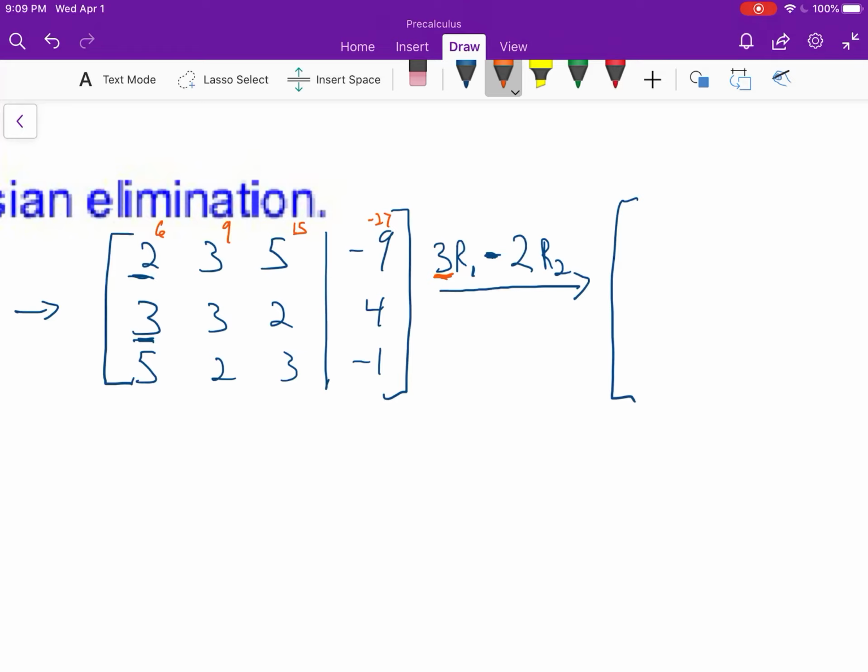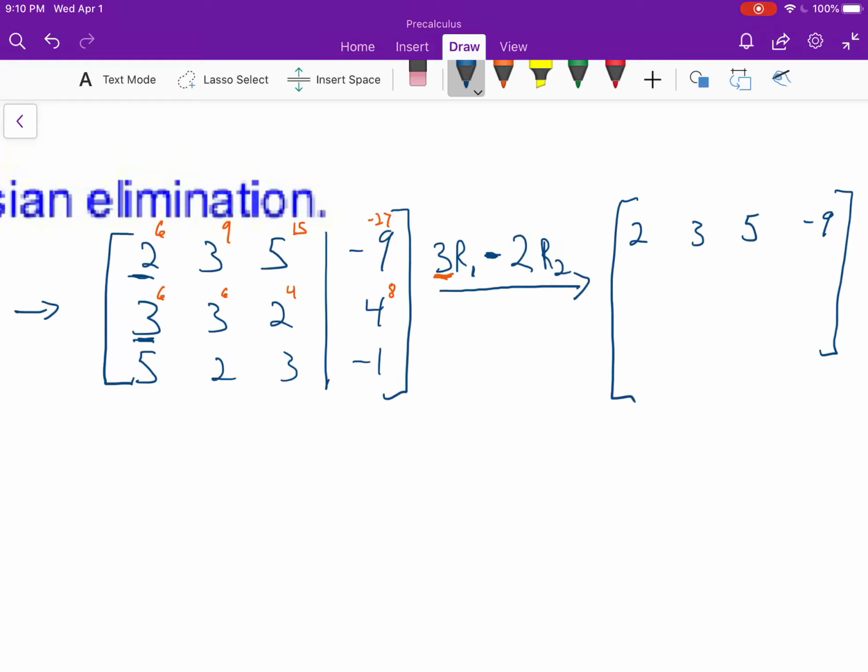And then for this other one, we're going to take 2 times row 2. So 2 times 3 is 6, 6, 4, and 2 times 4 is 8. Now, I am leaving the first row the same: 2, 3, 5, negative 9.